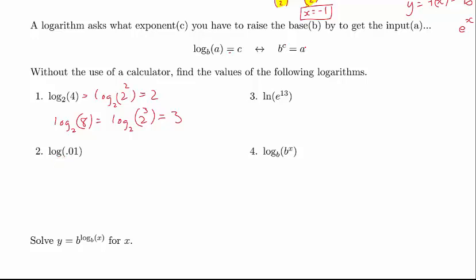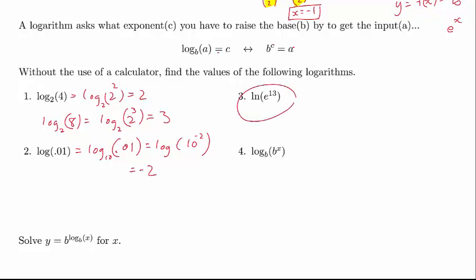All right, this next one, there is no base. What does that mean? That means this is a common log. It means that it's got a base of 10. So anytime you don't see a base written down, that means it's a common log and it's going to be a base of 10. All right, so we had a common log of 10 raised to the negative second power. So the answer here is negative 2.